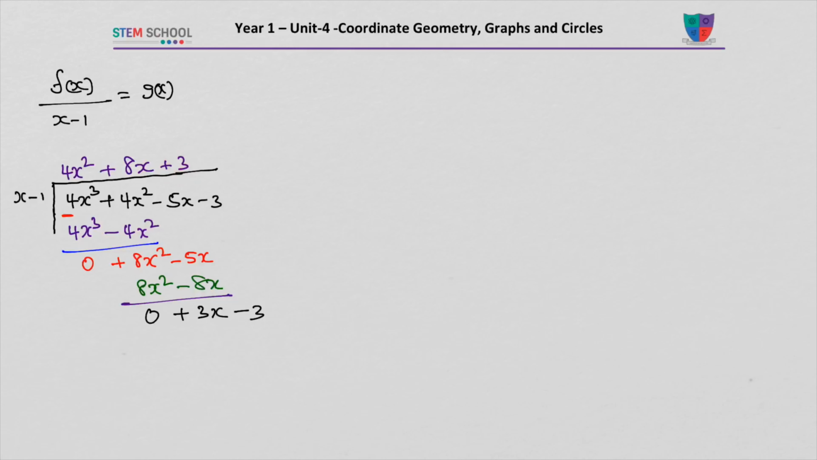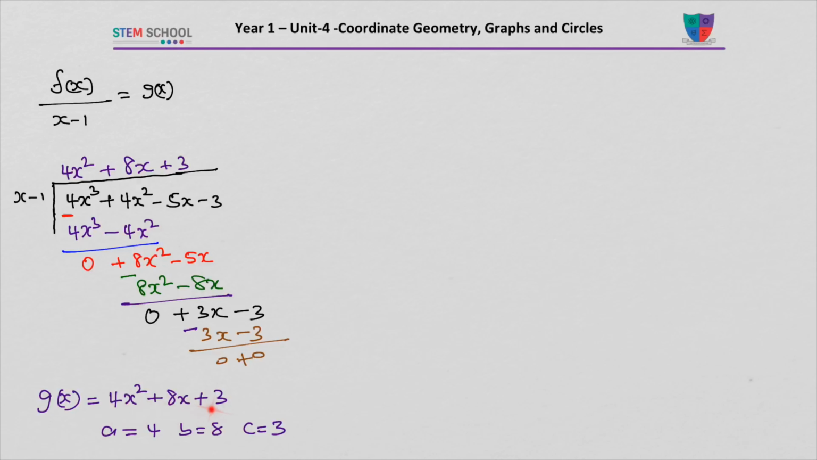Then 3 times x will be 3x, and 3 times minus 1 will be minus 3. I draw a line. Now I need to take away again. 3x minus 3x is 0, and minus 3 minus minus 3 will be plus 3, which is 0. Therefore, the remainder is 0 because x minus 1 is a factor of f(x).